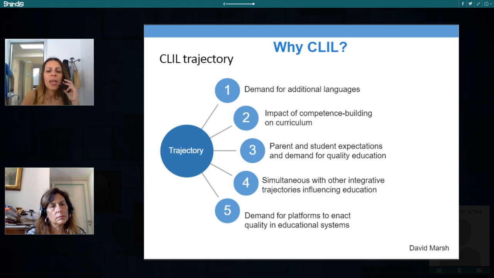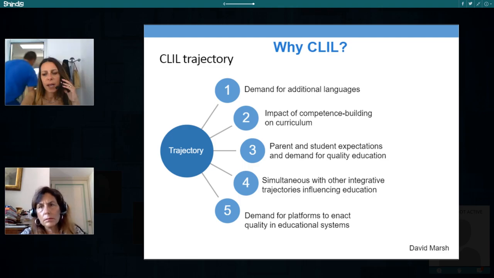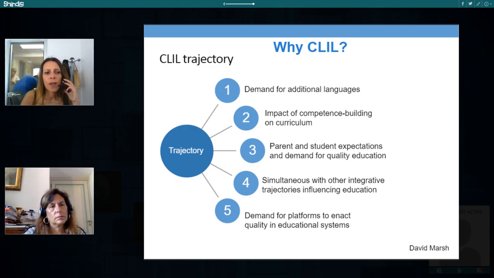CLIL methodology helps build up a competence-based curriculum. So we want to work in our curriculum not on programs, I mean specific content just to learn by heart, but to work on competencies, to develop students' competencies. So parents' and students' expectations, and the demands for platforms to enact quality in educational systems. So as I said, CLIL is perceived as a driver for success and for better quality in education. Can we go on, Mitch?